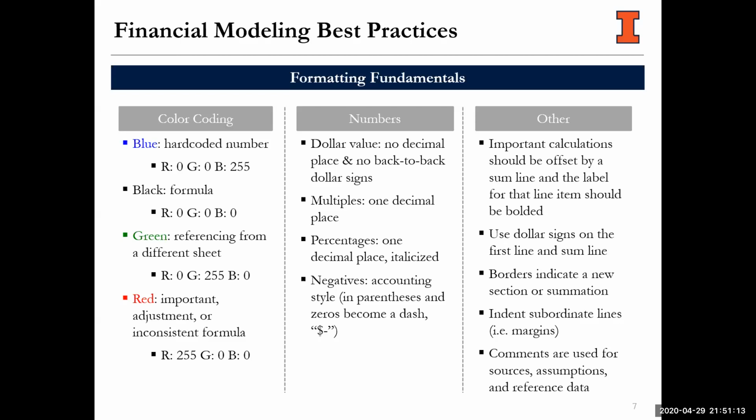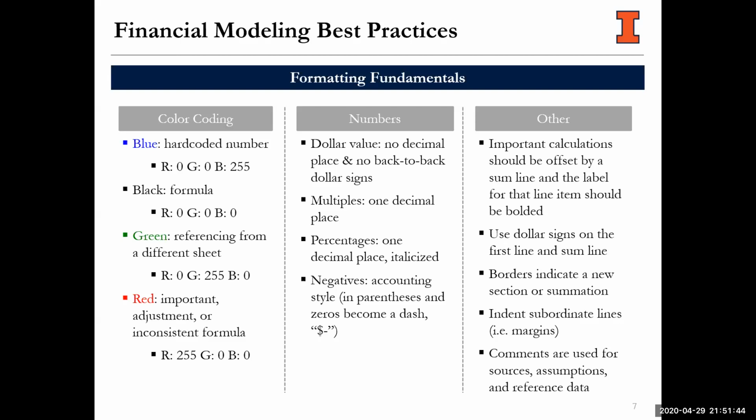Multiples. Oftentimes, you'll see multiples in a presentation regarding financial models. We only want to see one decimal place here. However, if you work somewhere, you should follow their formatting standards. Percentages, one decimal place, usually italicized. Percentages usually are very important and show us something that we may be interested in. So this is why we italicize them, that way it catches our eye. Negative numbers, accounting style. We like to use accounting style when we're talking about negatives, making them in parentheses instead of having a negative sign and a dollar sign.